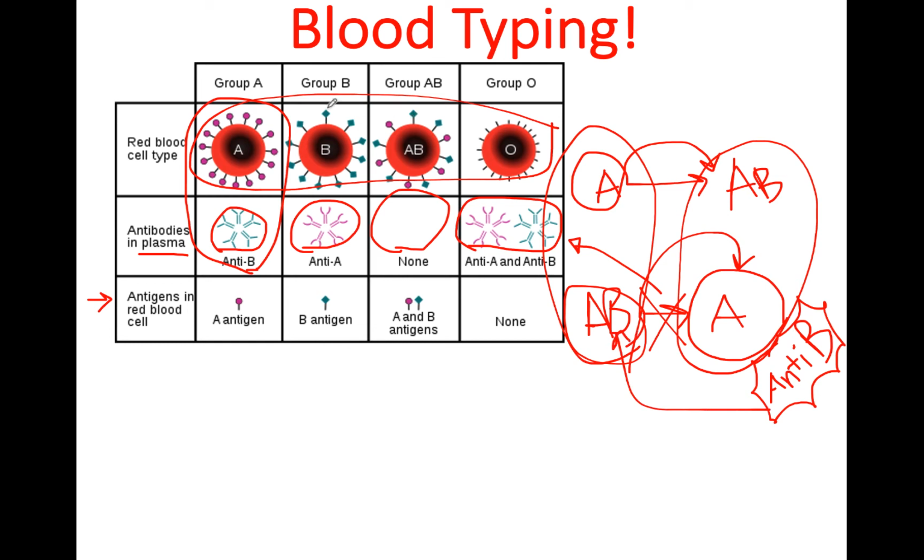So if you notice, the antigen and antibody are the same colors. Anti-B antibody attacks B antigen if it sees it. Anti-A antibody attacks A antigen if it sees it. This just gives your body a way to protect yourself against blood types that don't belong to you.